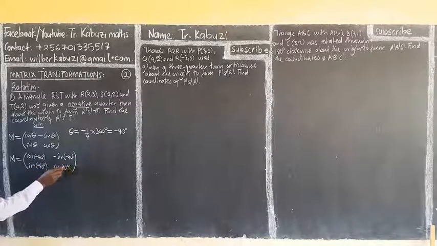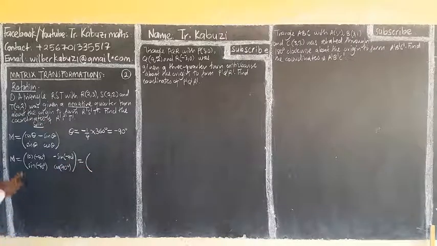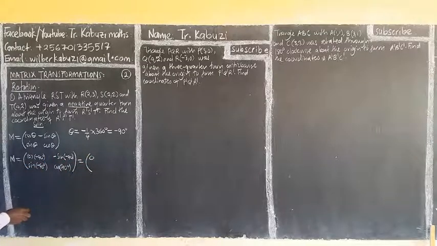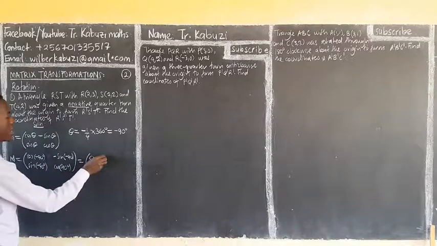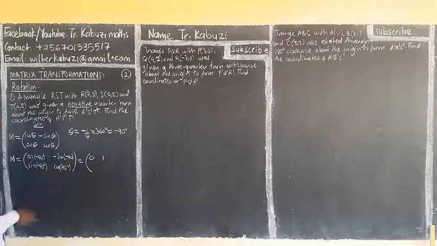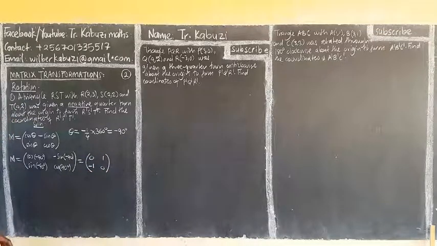Cos 90 degrees with a negative. So now you just press your calculator: cos 90 is going to be 0. Then negative sine of negative 90 is going to be 1. Then this one is going to be negative 1. Then this one is going to be 0. So you press them on the calculator.